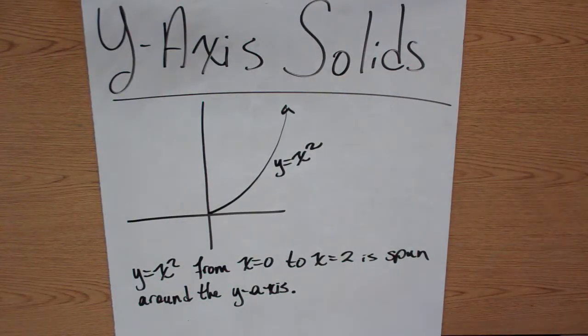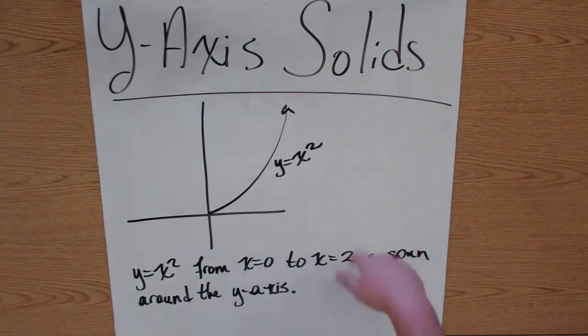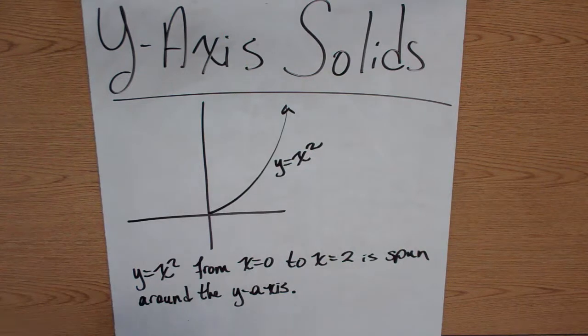Alright, so this video is about y-axis solids. Just like we can draw a function and revolve it around the x-axis, we can also revolve it around the y-axis. So if you look here, we have the graph y equals x squared, and y equals x squared from 0 to 2 is spun around the y-axis. So we're going to figure out the volume as it spins around the y-axis.